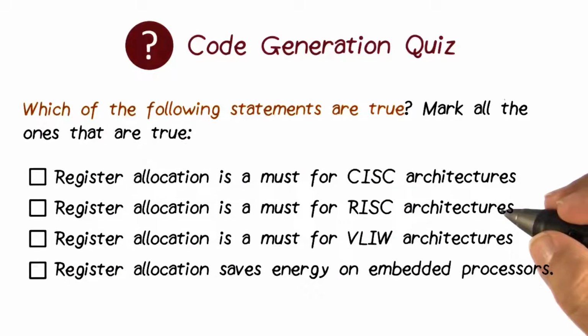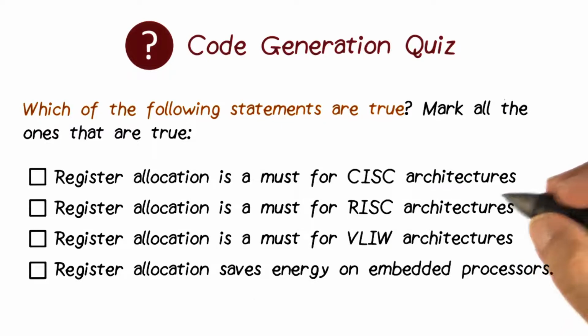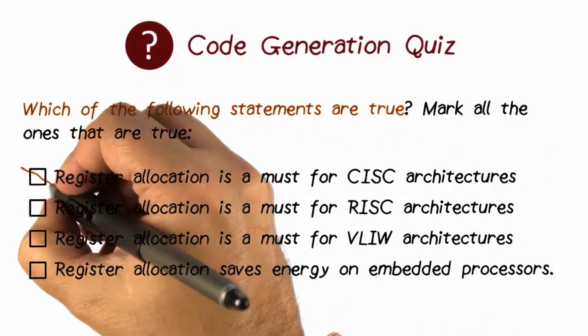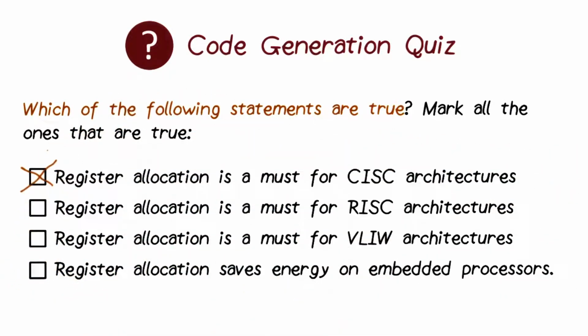Now back to the quiz. So register allocation is a must for CISC architectures. That statement is false. You know how CISC architectures work. All the operands are in memory. There are long instructions which fetch the operand, operate on those values, and store the results back into the memory. That's how the CISC or complex instruction set architectures work. And so the register allocation is not really needed for these architectures.